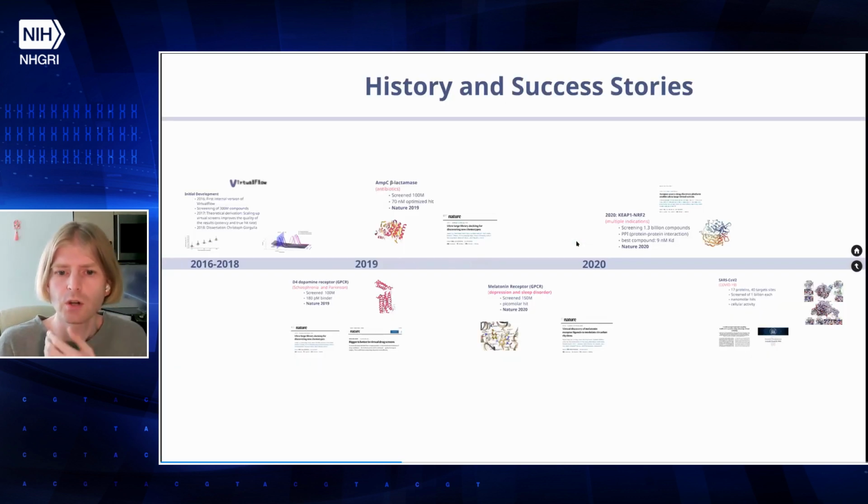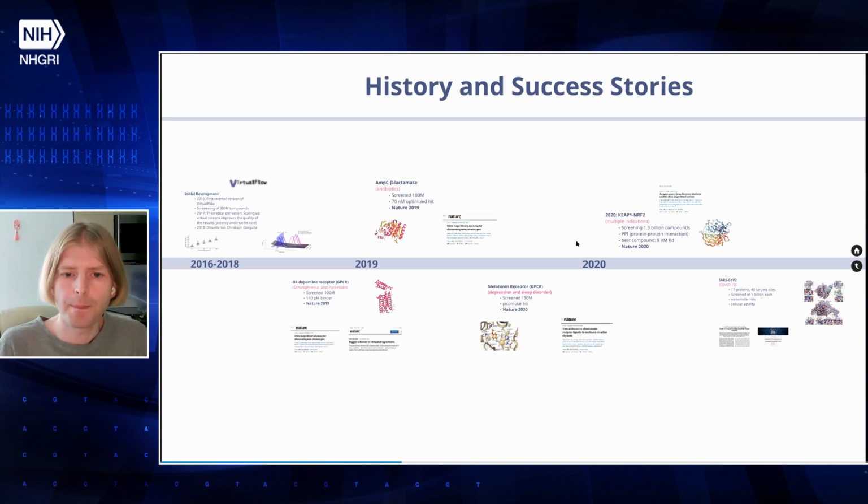Just to give a short history of VirtualFlow. So in ultra-large virtual screenings, one of the pioneers are actually Kat and Irwin from UCSF. They have prepared a ZINC library which for the first time provided hundreds of millions and now even 1 billion compounds for virtual screenings.